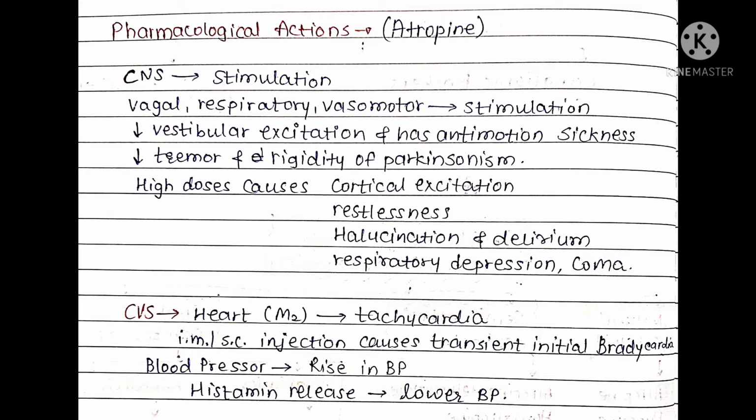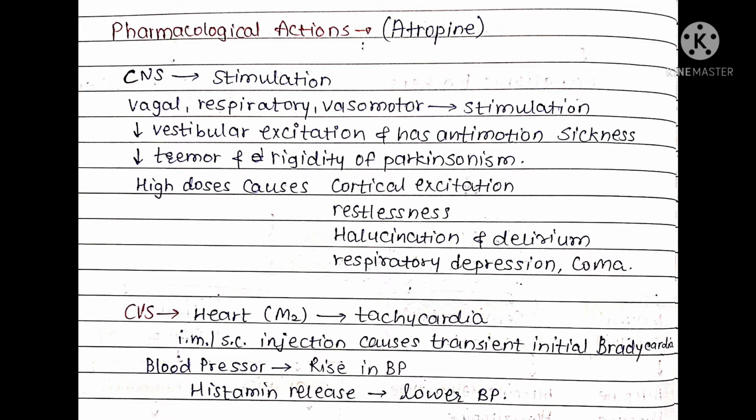Let's see the pharmacological actions. Pharmacological actions of the parasympatholytic drugs are generally opposite to those of acetylcholine. So atropine is the prototype drug of this class. Let's see the pharmacological actions of atropine. On the central nervous system, it shows stimulation, vagal, respiratory, vasomotor center stimulation, decreased vestibular excitation, and has anti-motion sickness effect, decreased tremor and rigidity of Parkinsonism. High dose causes cortical excitation, restlessness, hallucinations and delirium, respiratory depression, coma.